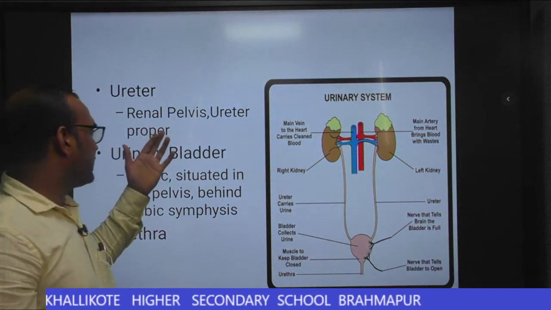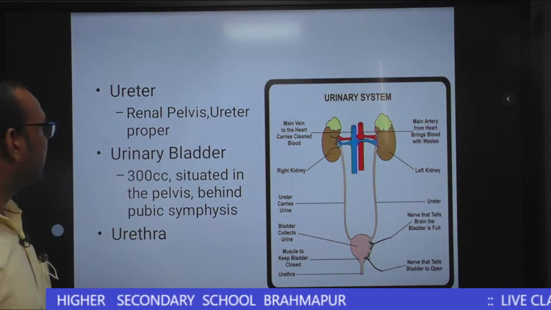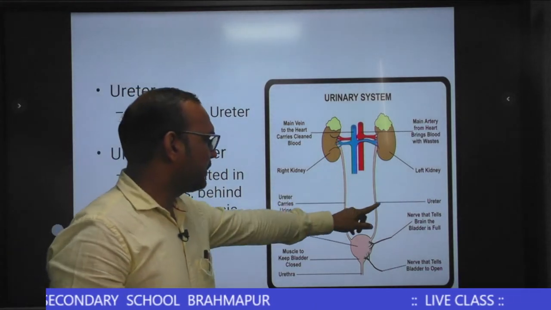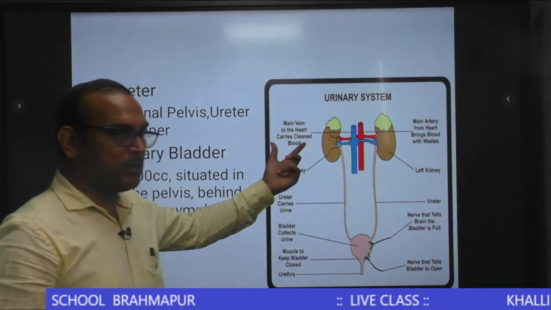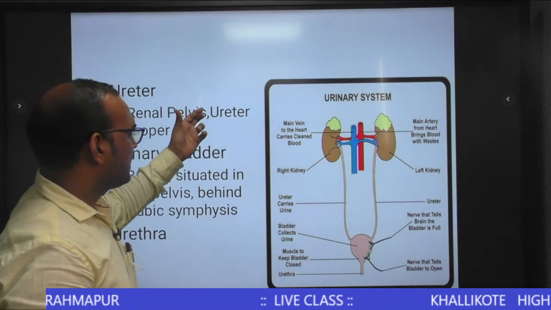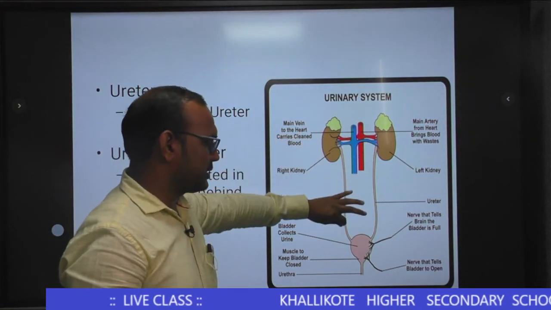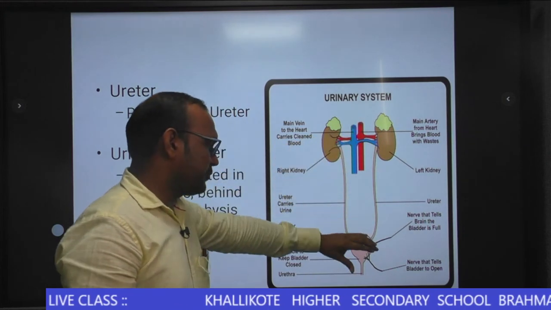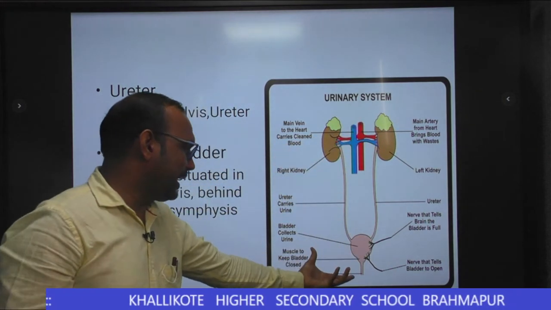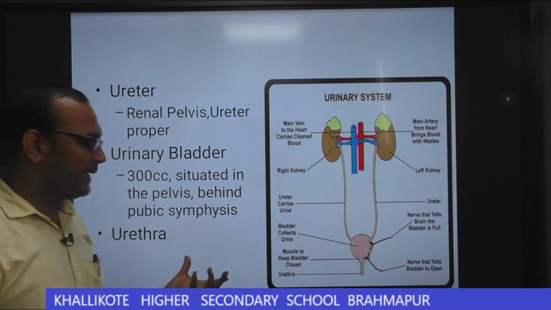Now finally the ureter, urinary bladder and the urethra. You can see here a pair of ureters, which are joined from the pelvis region. Finally urine is carried from this pair of ureters, and they meet at the bladder, which is a collecting point, you can say.